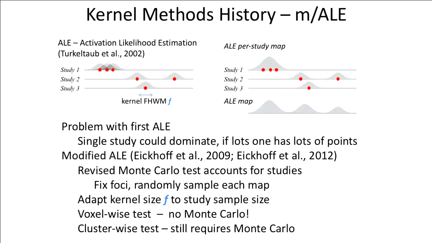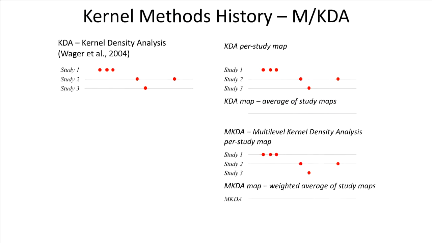He also figured out a way to skip the Monte Carlo if you just want to get p-values for the intensity of these. Although if you want to do cluster inference on this map, you still have to do a resampling procedure.